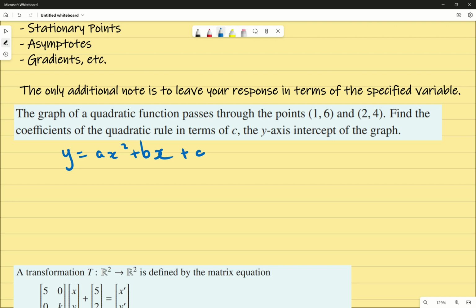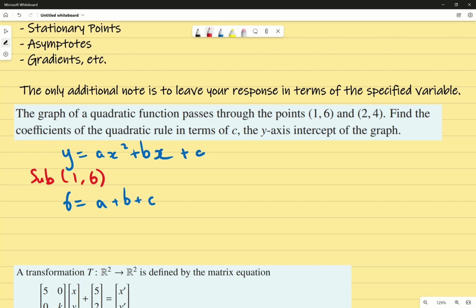We substitute the points. So I'm going to sub in (1, 6), where we get 6 equals a times 1 squared, which is just a, plus b plus c. And the other one, I guess, if I substitute (2, 4), 4 equals 4a plus 2b plus c. Any questions about that?